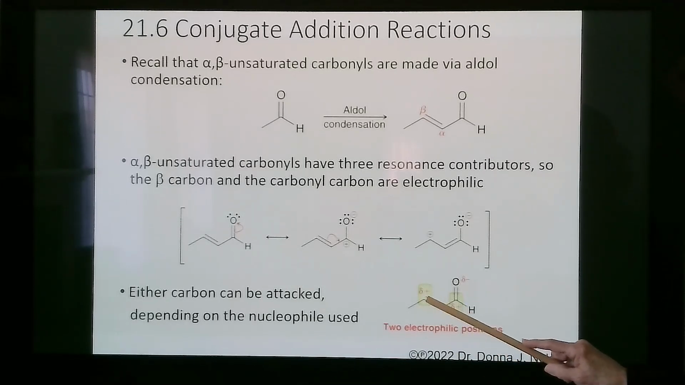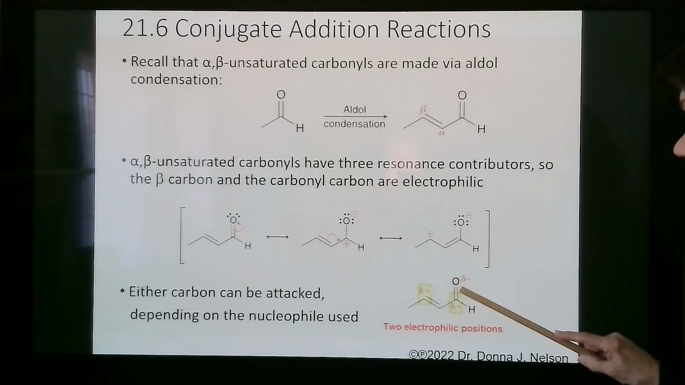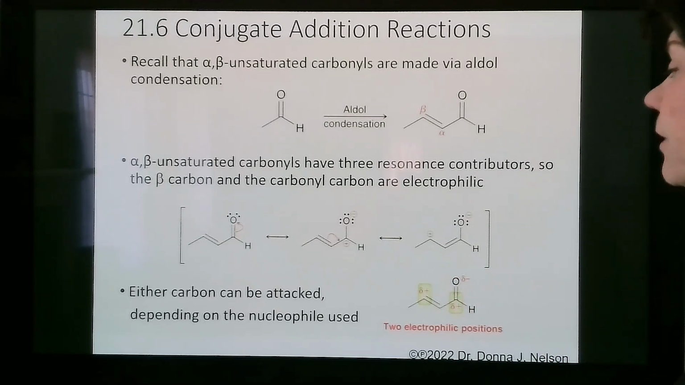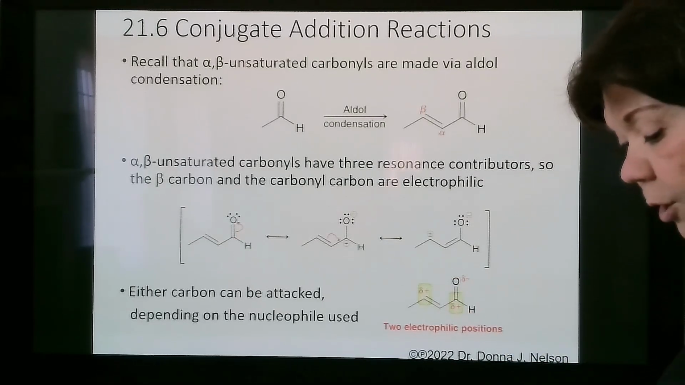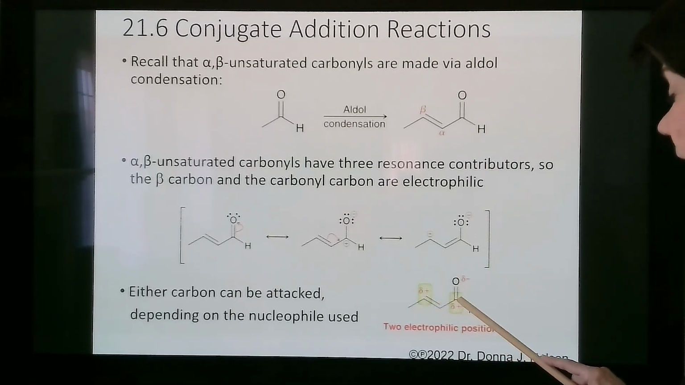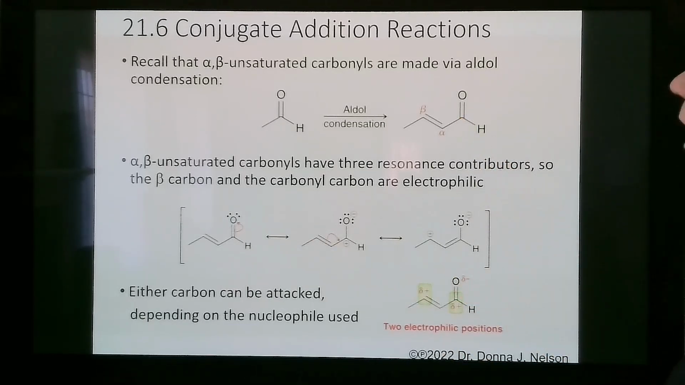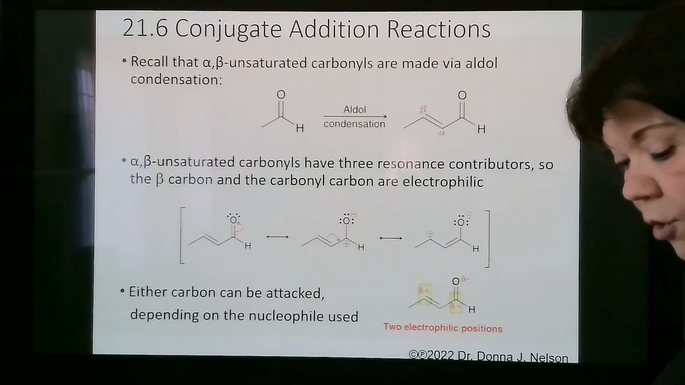Here are the 2 electrophilic positions highlighted in this structure to make it easy for you to observe what we're going to be doing. We're going to be attacking here. Many steps have gone into arriving at this alpha-beta unsaturated carbonyl, and now it can be elaborated further.